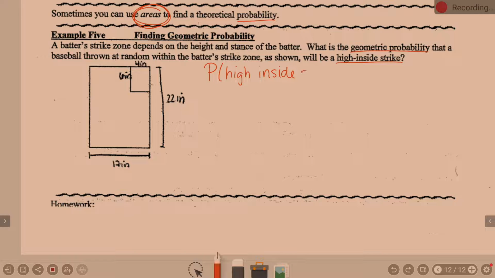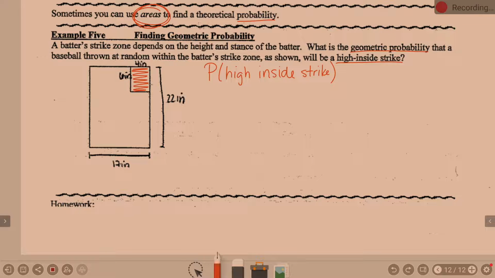Now, realize, are you guys understanding what this picture means? I don't know how many of you know baseball, see it on TV. But on TV, they'll show a strike zone as a rectangle, yes? So this whole big rectangle represents the strike zone. So this batter's strike zone is, it's really blurry on here, 17 inches wide, 22 inches tall. Now, where is a high inside strike? It is in that little 6x4 area.